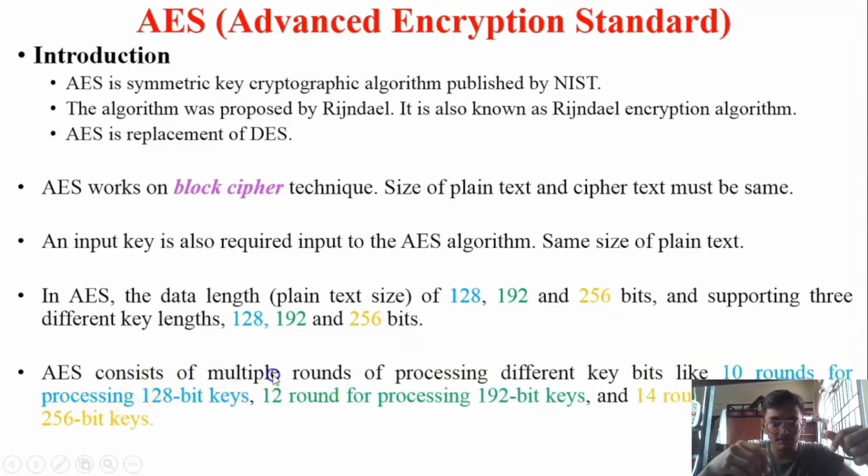AES consists of multiple rounds of the encryption process, so there are different key sizes. If you want 128-bit encryption and you use a 128-bit key, you must perform 10 rounds of processing for the 128-bit key. So we can say 10 rounds of encryption. If you use a 192-bit key, you must perform 12 rounds of the encryption process, and if you use 256 bits, there are 14 rounds of the encryption process.